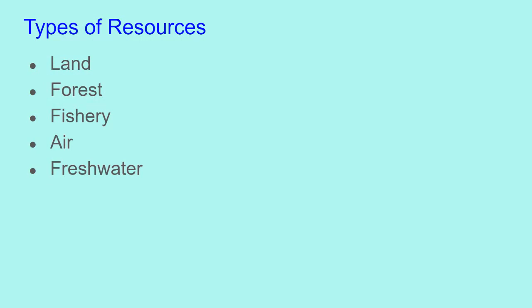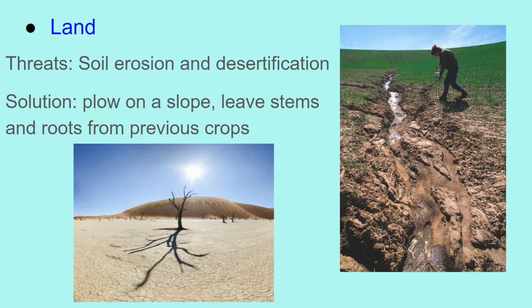Hey everyone, welcome to our video about different types of natural resources. We're going to talk about some different resources like land, forest, fishery, air, and freshwater. And we're going to talk about some of the threats to those resources and what we're doing about those threats to those resources. First, let's talk about land.